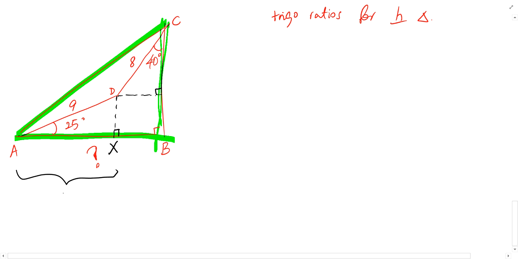Yes. How? Okay, which triangle do we use to find AX? ADX, yes. So ADX, sine 25 degrees equals to DX over 9. Is this helpful to me to find AX?